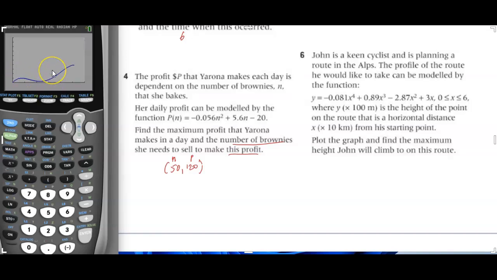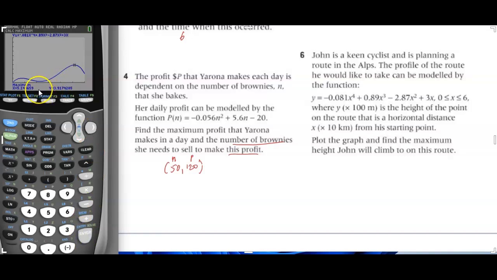Okay, so this is the side view of a mountain. This is the path that John is going to cycle. Okay, so we're just going to find the maximum height that John will climb to. It's obviously not this one, it's this one, right? Second calc, maximum. We've been doing maximums, but we could do minimum too, right? Especially on this one. And then we'll do right bound. We'll move the cursor to the right of the peak. Then we hit enter, and then we hit enter again for guess.